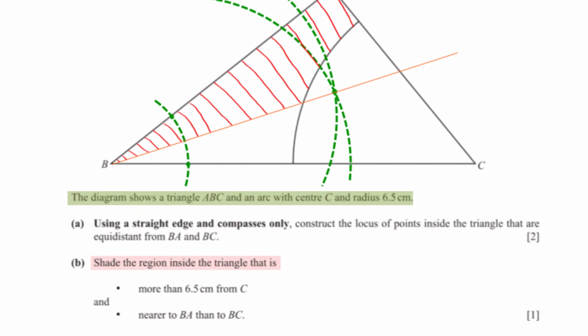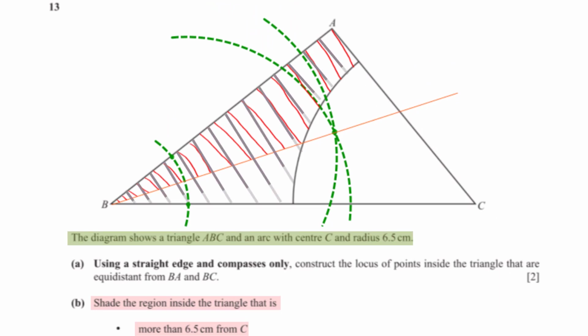Shade the region inside the triangle that is more than 6.5 centimeters from C and nearer to BA than to BC. This is the region that is 6.5 centimeters from C. And if this region also needs to be nearer to BA than to BC, then this is what we are left with.